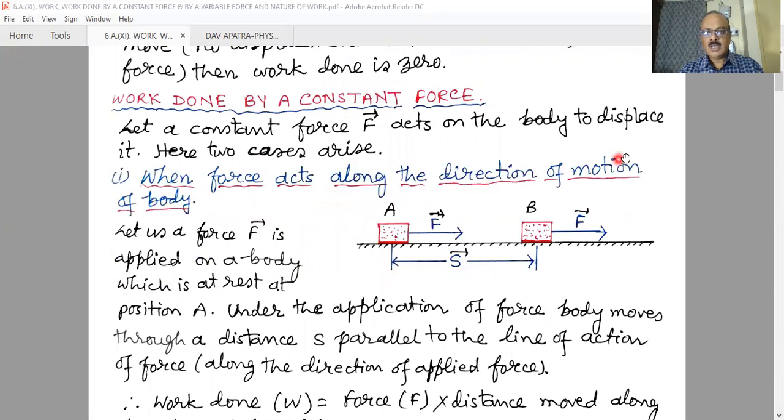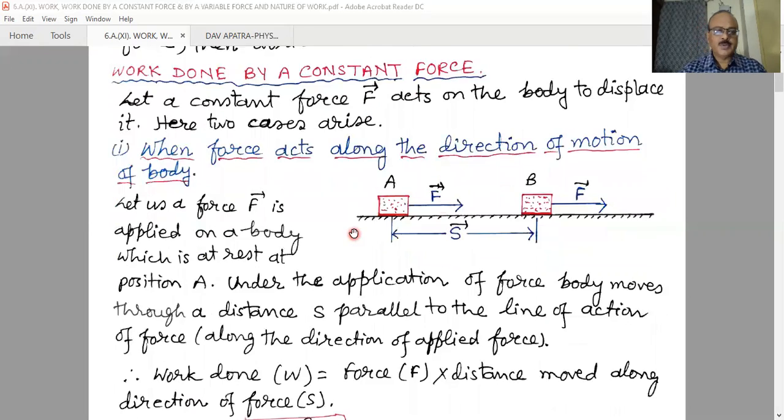When force acts along the direction of motion of the body, that is in this figure diagram, let us see the position A of the body. At this position, force is applied from left to right. And after some time the position of the object is at point B, and there is a displacement along the same direction of the applied force.